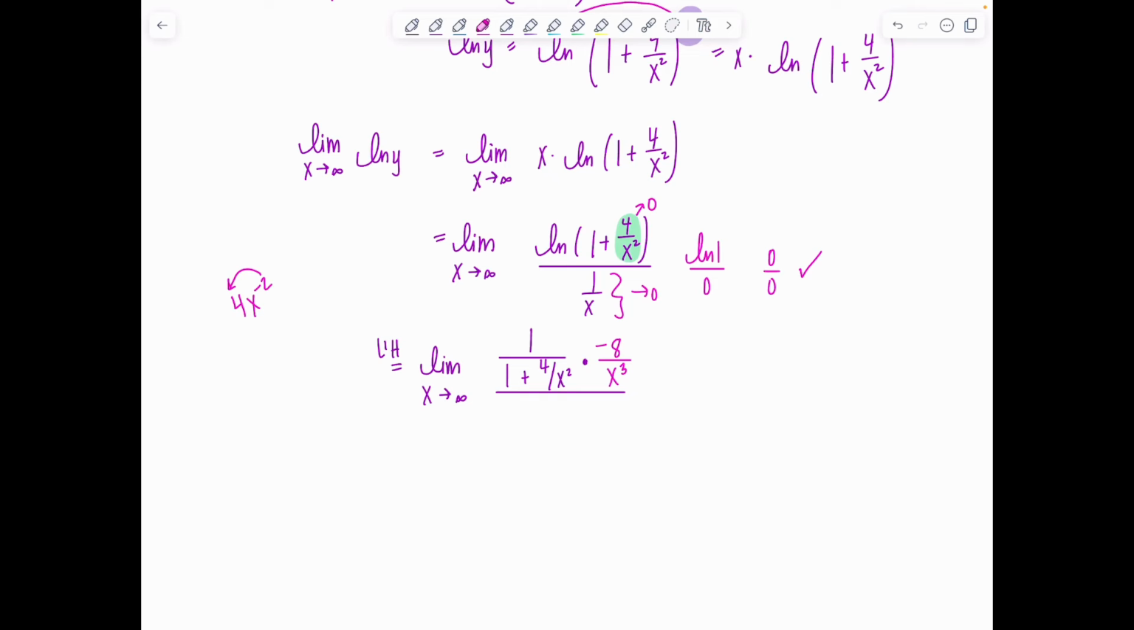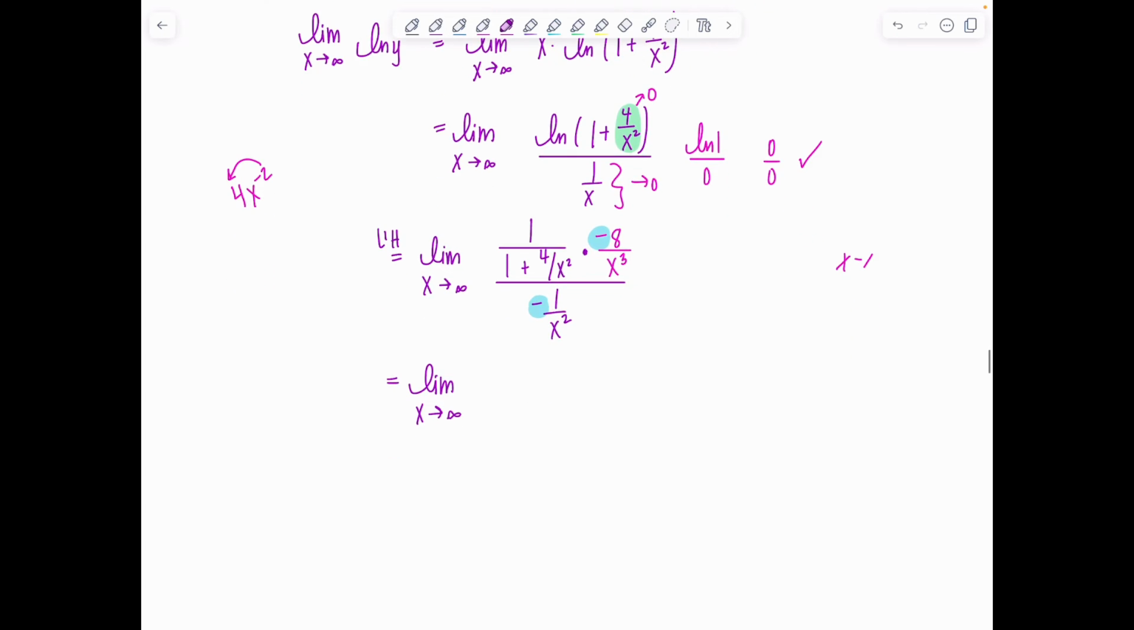Perfect. And then what about the derivative of the denominator? The derivative of 1 over x, remember 1 over x, that's x to the negative first. So its derivative would be negative 1 over x squared. Good, good, good. Let's clean up. So we have limit, x goes to infinity. These negatives will cancel out. I'm just going to rewrite the numerator as 8 over, and then this x cubed, I'm going to distribute it through. So it'll be x cubed plus 4x. And then I have divided by 1 over x squared, which is the same as multiplying by x squared over 1.